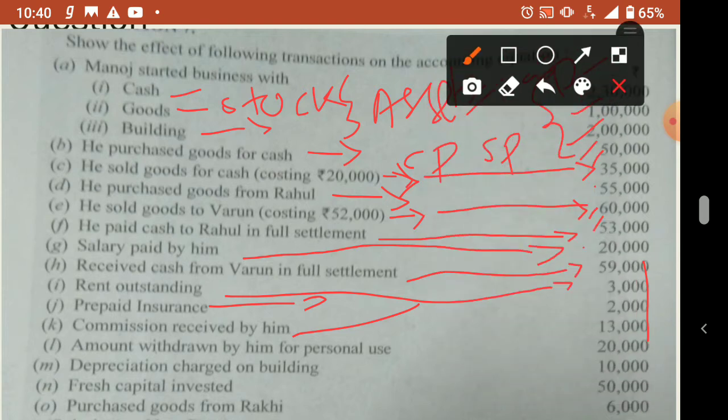That is commission received. Then amount withdrawn by him for personal use. So he is the owner, and he took some amount for his personal use, 20,000. Then depreciation charged on building, 10,000.